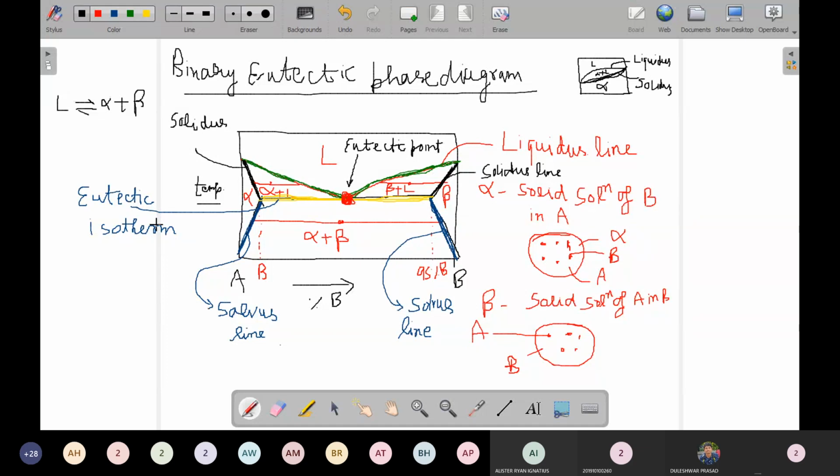Is it clear? Yes, Duleshwar? Okay, so what is this line known as? This line is known as the eutectic isotherm. Why? Because this line is passing through the eutectic point and is also a constant temperature line. Iso here means same, therm means temperature. The same temperature line passing through the eutectic point is known as the eutectic isotherm. I hope things are clear to you.